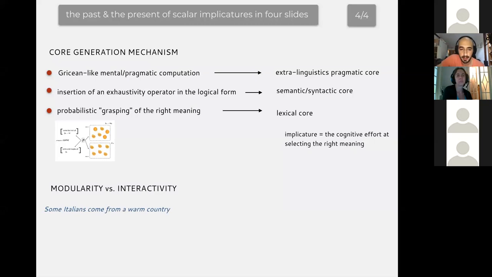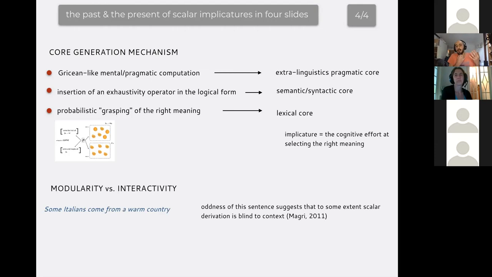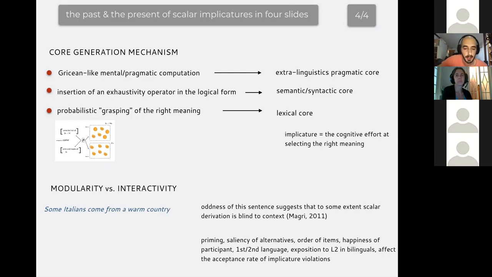Okay. And finally, there are some issues about modularity versus interactivity. There was this very nice example by Giorgio Magri: some Italians come from a warm country. This sentence is very odd because we know that all Italians come from a warm country. It seems that even if you know the context, you could fix and cancel the implicature taking the context into consideration, but in this case the implicature derivation seems to be blind to the context, so you cannot adjust the implicature. It is always there and it's always disturbing you. However, there are a lot of other factors that interact with implicature computation.